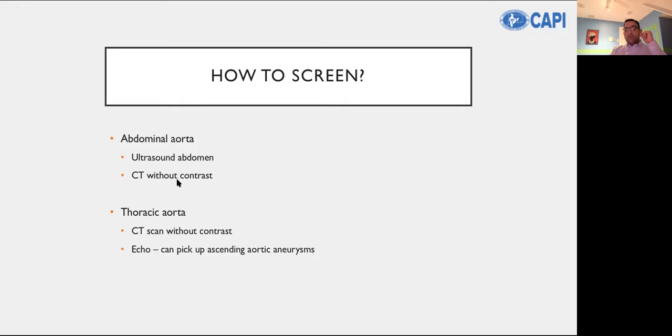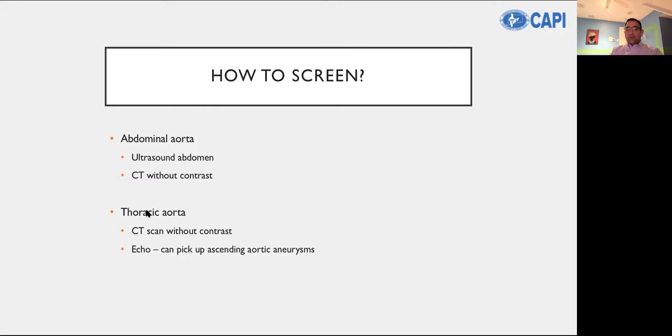We can also use CT scan without contrast. For screening, we do not need a CT angiogram. A CT scan without contrast is perfectly fine. Or if they had a CT scan done for something else, if we just pull up the images and look it up, we kind of know that they do or do not have aneurysm.